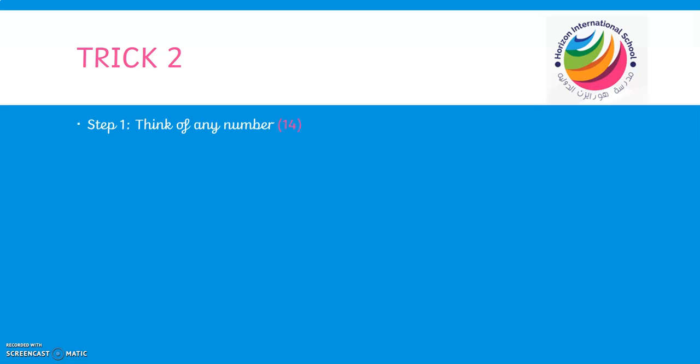So step 1, thinking of any number. Remember, this can be above 10. For this example, I have chosen the number 14. Step number 2, subtract 1 from your number. 14 subtract 1 equals 13.